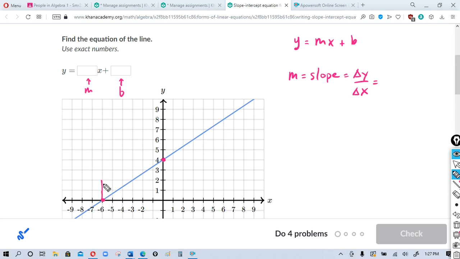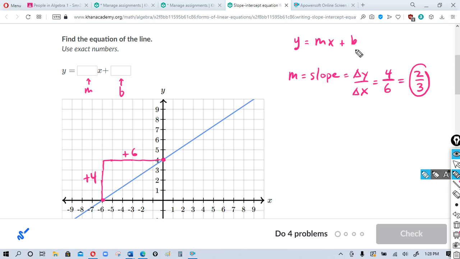1, 2, 3, 4. I went up 4, so that's a positive 4. And then for the x, 1, 2, 3, 4, 5, 6. That's positive 6, and since we went right, that's why it's positive. So 4 over 6, but you have to reduce that fraction. 4 is even and 6 is even. 4 divided by 2 is 2, and 6 divided by 2 is 3. So m is 2/3.